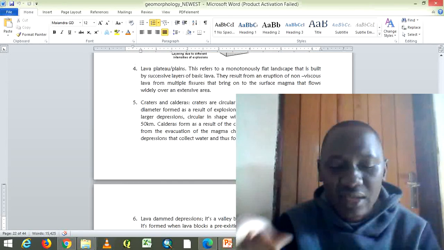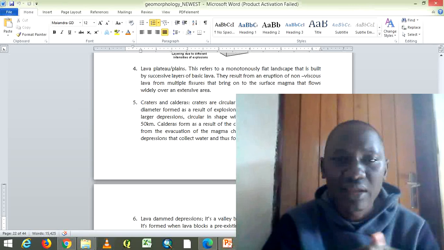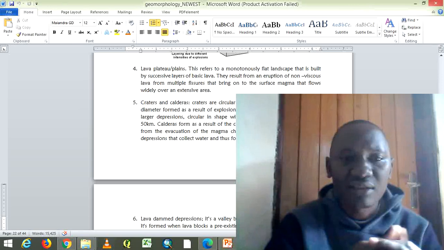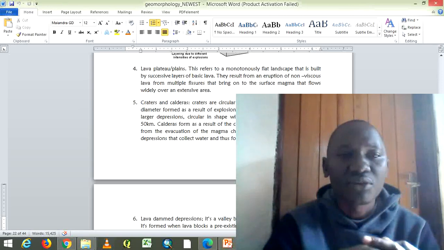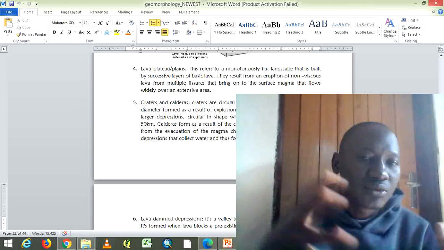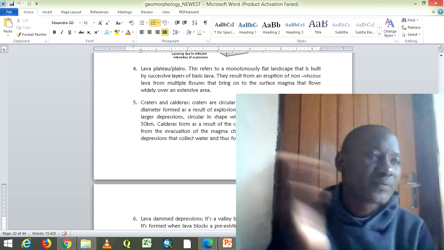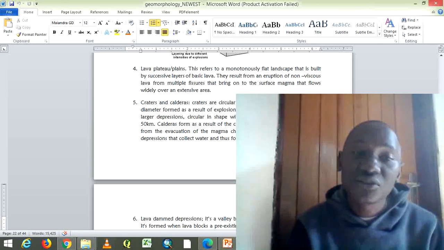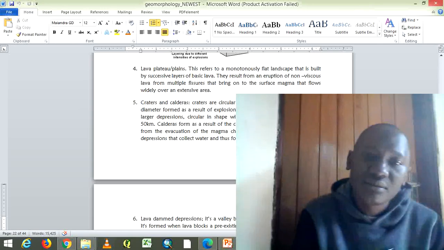We have the lava plateaus or plains, which refer to features of monotonous flat landscape built by successive layers of basic lava. They result from an eruption of non-viscous lava from multiple fissures that bring onto the surface magma that flows widely over a large area. A lava plateau is monotonous terrain formed as a result of magma of low viscosity, which can afford to be extruded onto the surface of the earth and flow for longer distances before solidification takes place. So at the end of the day, you will find a landform created that is flat, monotonous.